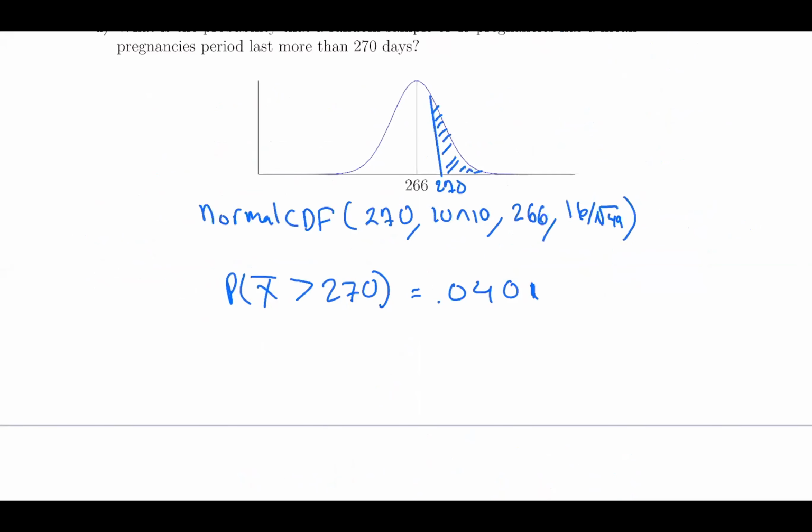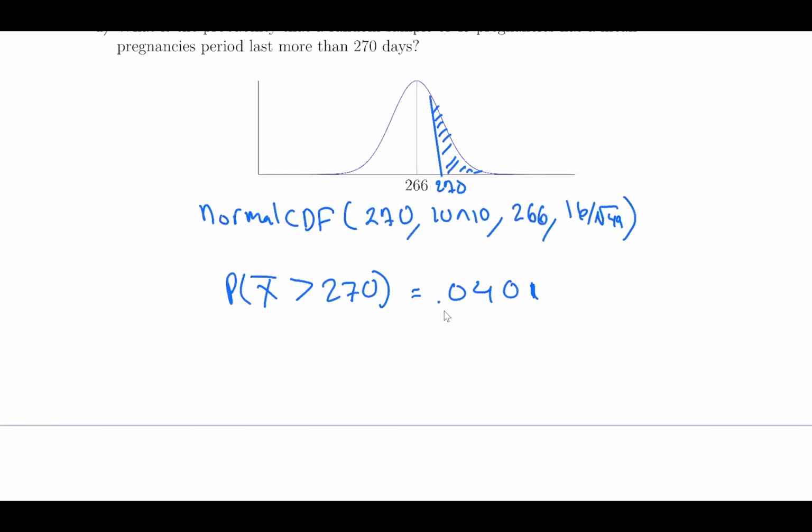All right, so that's your final answer. If we have 49 pregnancies, the probability that the average of those 49 pregnancies lasts more than 270 days, there's only a 4% chance of that happening. All right, and that's it for that one. Any question in regard to this last one?